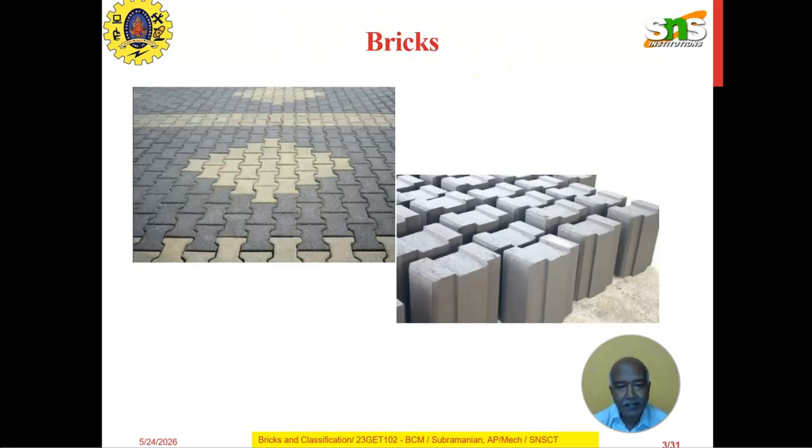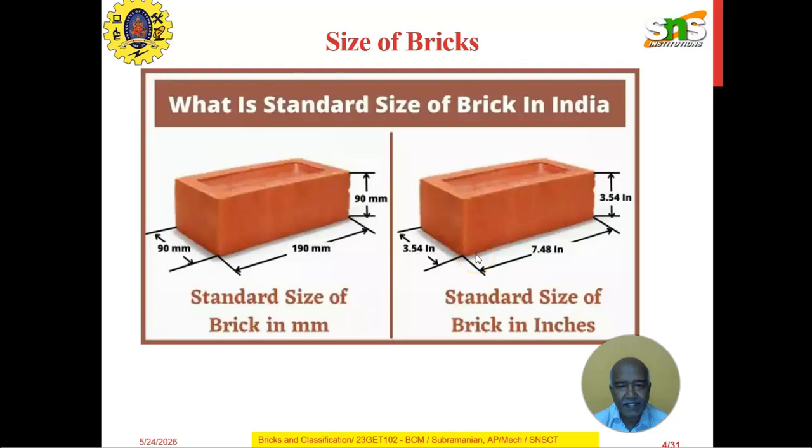Here you can see the bricks laid on the floor as a tile, and also bricks having a permanent shape with an interlocking system, used for walls or partitions. This is the standard size of bricks. In millimeters, it is 190 mm length, 90 mm width and 90 mm breadth, or in inches, commercially, 7 to 7.5 inches in length, 4 inches in breadth and 4 inches in width. There is a hollow shape provided for the interlocking system itself.